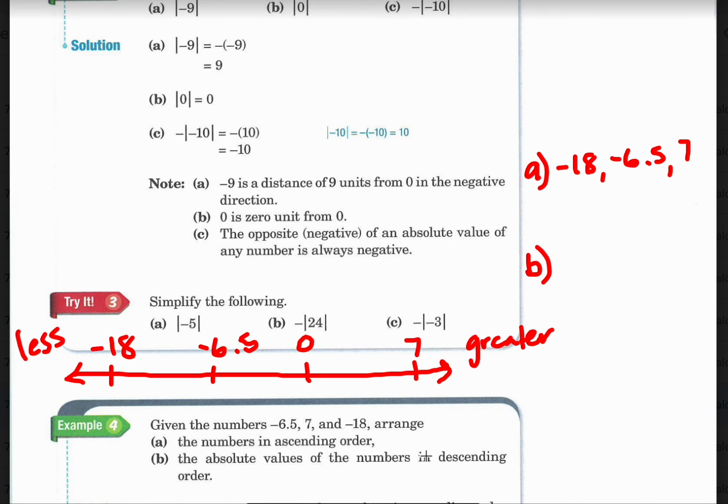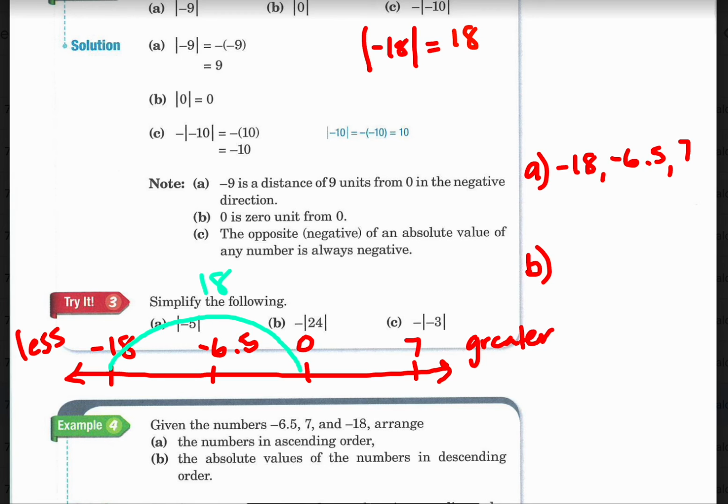Now we want to look at the absolute values of the numbers in descending order, so from greatest to least, the absolute values. Okay, remember, absolute value is telling you the distance. So let's start with negative 18. The absolute value of negative 18, they're basically asking how far away negative 18 is from 0. Well, it's going to be 18 jumps away from 0. Positive 18.